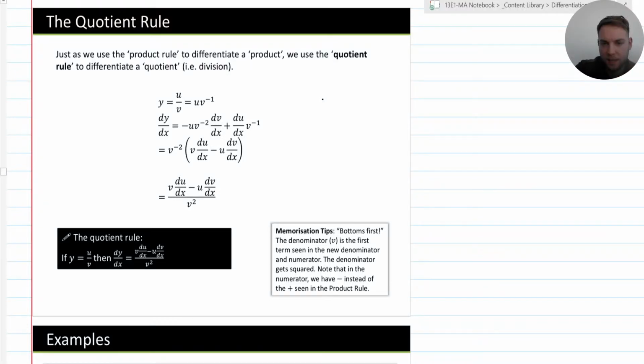So today's lesson is on the quotient rule. You see above here, this is a little proof of the quotient rule. The quotient rule is this. This is the key part which you really need to know.